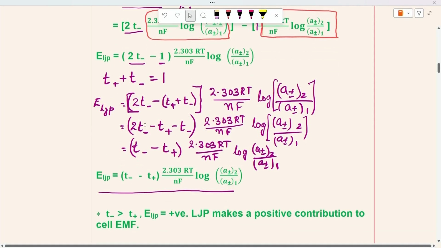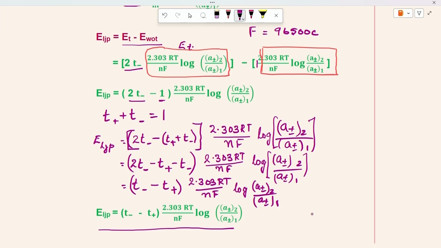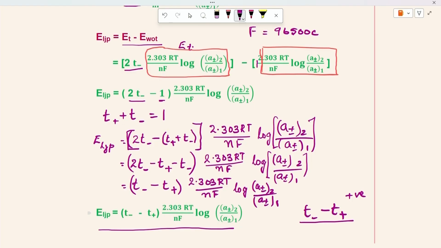Now, one more point to be clarified, that is T minus T plus. If this is to be positive, what should be there? T minus should be greater than T plus. If T minus is greater than T plus, the liquid junction potential is positive. What does it mean? Liquid junction potential adds to the EMF of the cell. Positive means. Okay. Now, you can take the other case. So, it becomes positive when T minus is greater than T plus.